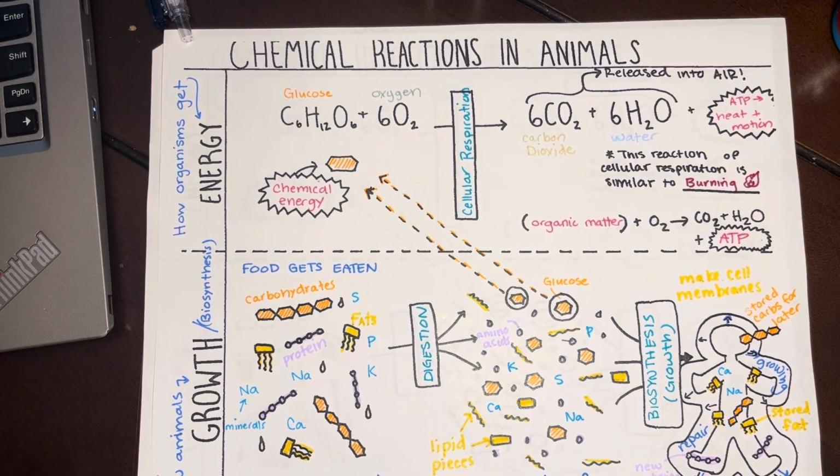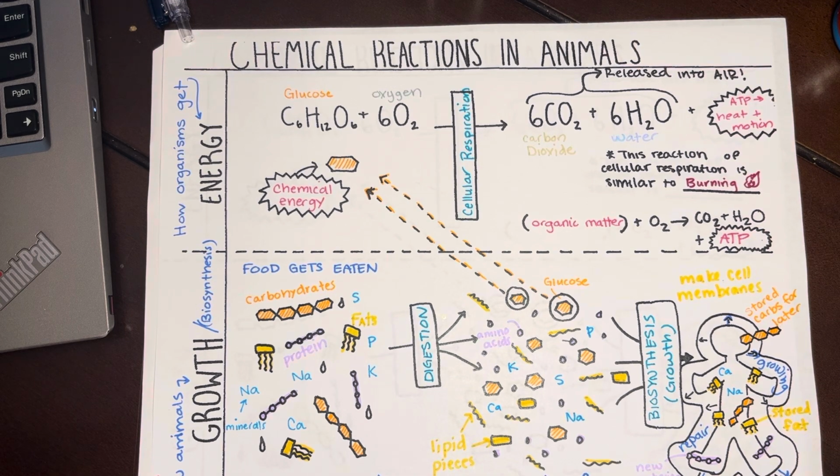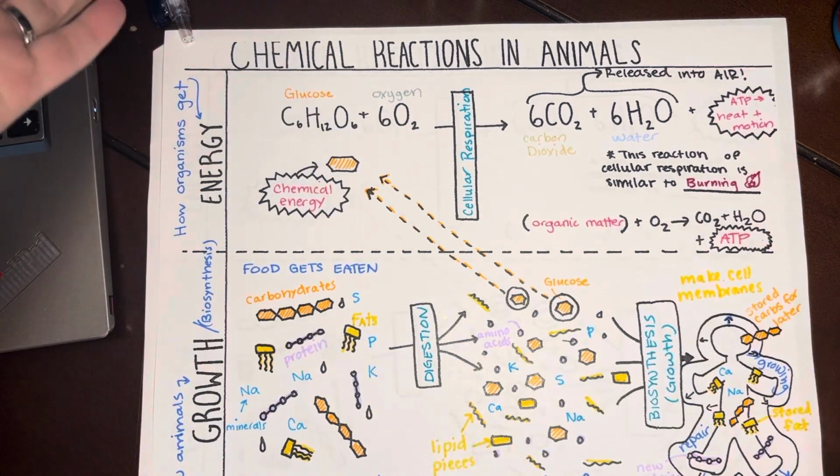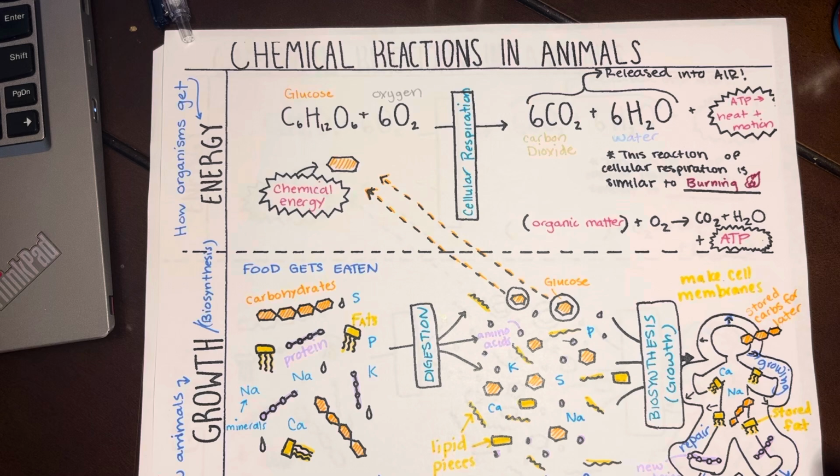Hello, biology people. This is Miss Wythe coming at you with a review of all the things that animals are doing regarding cellular respiration and growth, like how they are getting energy, how they are growing. This is what a completed diagram is going to kind of look like.